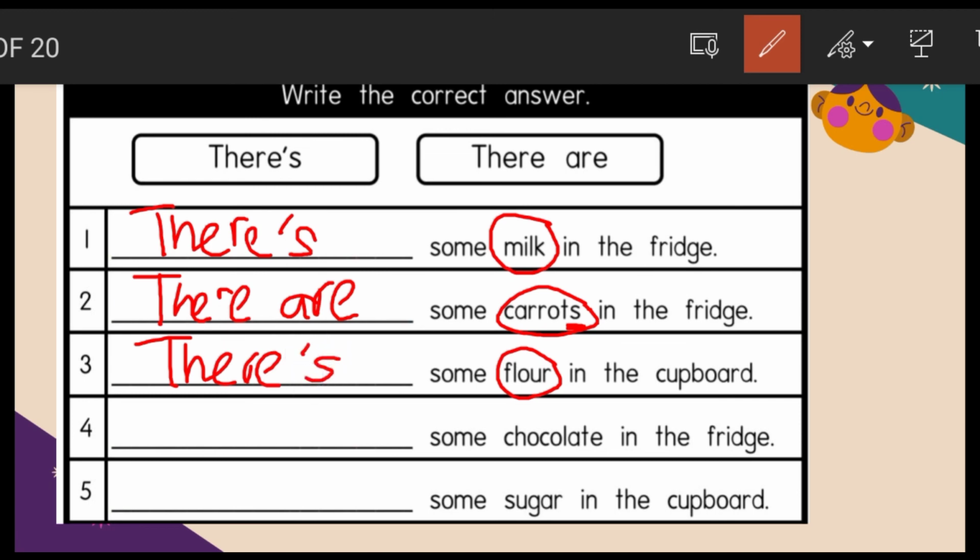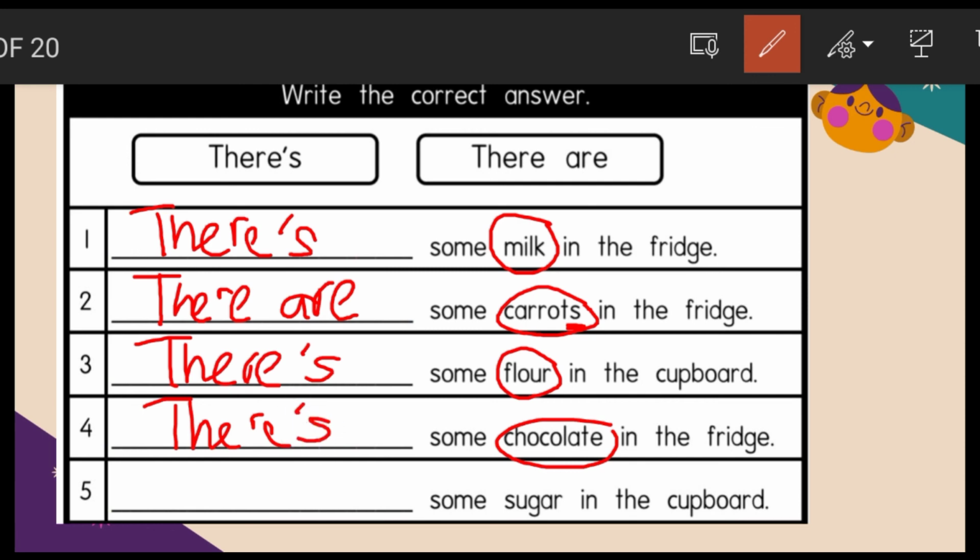Number 4. Some chocolate in the fridge. Chocolate. Chocolate is countable, but it is singular. We have 1 chocolate. Kita ada satu saja coklat. So, we are going to use there's also. Dia boleh dikira tetapi dia satu sahaja. So, we are going to use there's.